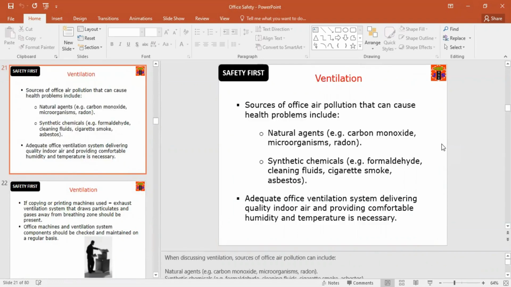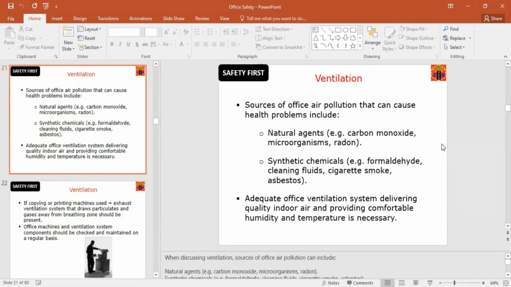Ventilation is another problem in the offices. Sources of office air pollution that can cause health problems include natural agents, carbon monoxide, microorganisms, etc. Synthetic chemicals, cleaning fluids, cigarette smoke, and asbestos.